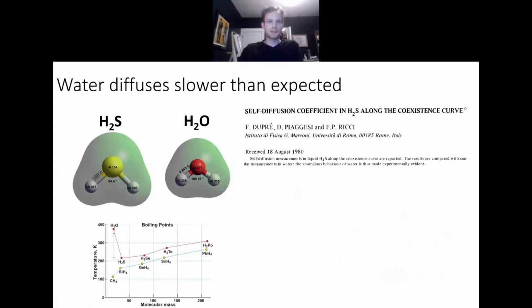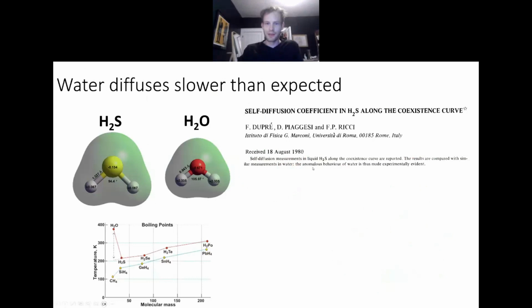The next anomalous part of water is that water diffuses slower than expected. This comes from a really efficient paper from the 1980s titled Self-Diffusion Coefficient in Hydrogen Sulfide Along the Coexistence Curve. And in my favorite two-sentence abstract ever, they say the self-diffusion measurements in liquid hydrogen sulfide along the coexistence curve are reported. The results are compared with similar measurements in water. The anomalous behavior of water is thus made experimentally evident.